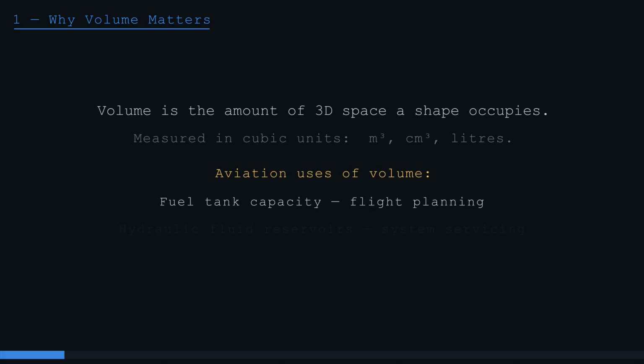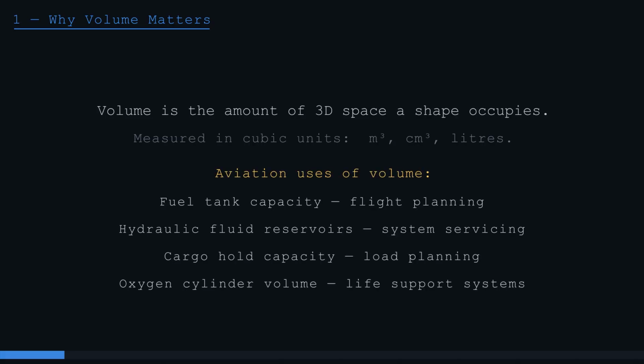Volume is the amount of three-dimensional space a shape occupies, measured in cubic units, such as cubic meters, or in liters. In aviation, volume calculations are used for fuel tank capacity, hydraulic fluid reservoirs, cargo hold capacity, and oxygen cylinder volume for life support systems.